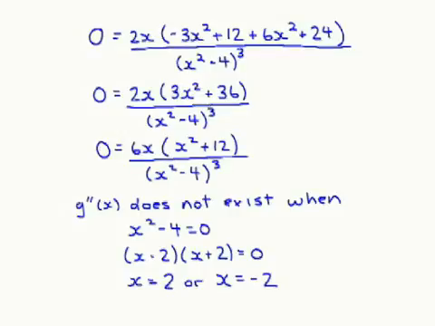It's important to note that these were our vertical asymptotes that we identified at the beginning of the question. These values of x are not in the domain of our function, and therefore they will not be considered when we're trying to determine points of inflection.